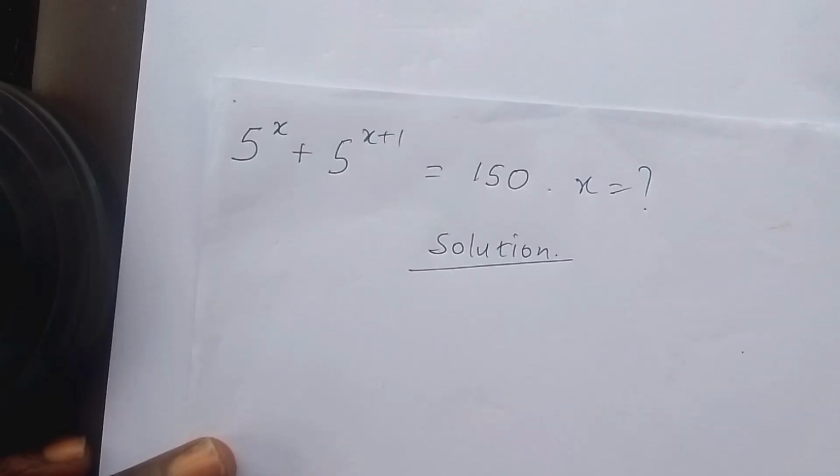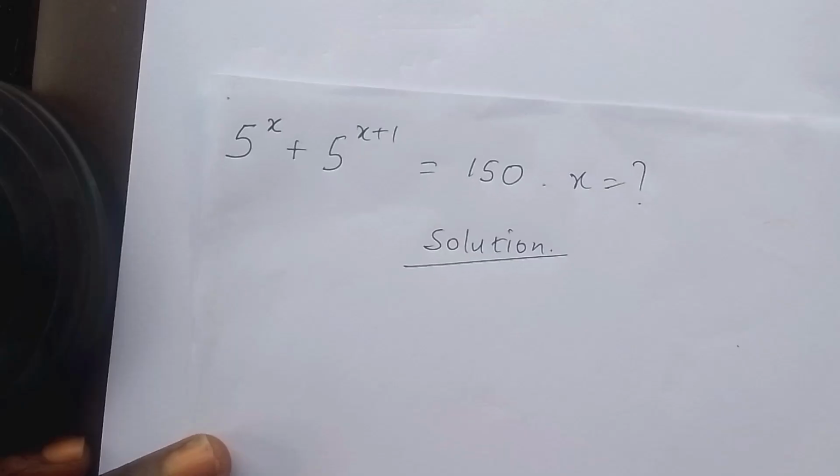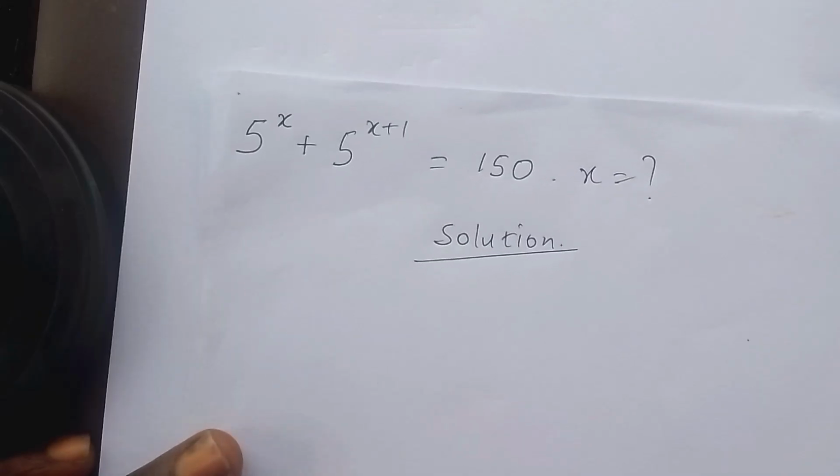That's a question involving indices again. 5 to the power x plus 5 to the power x plus 1 equals 150. We are asked to find the value of x. Let's jump straight into it.